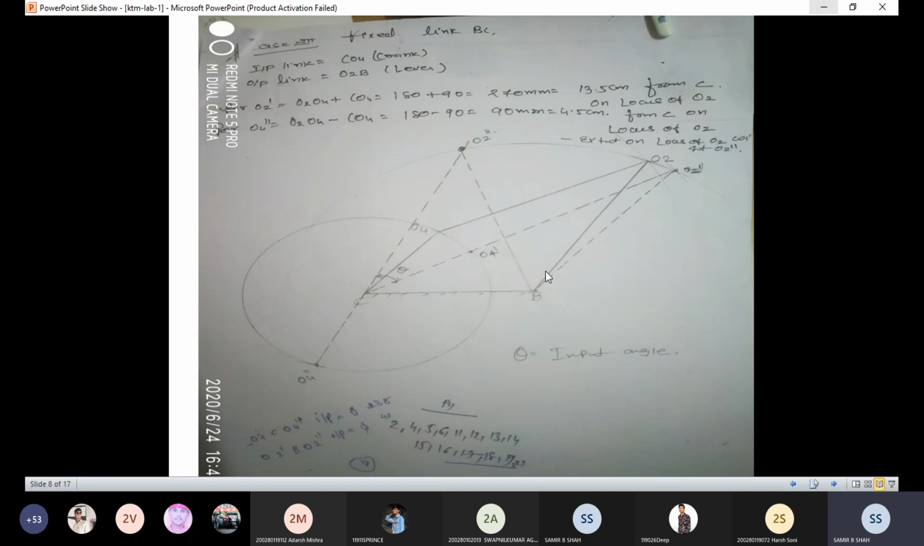Okay, input angle is 210. And output angle is almost 45 degree, right? Okay.